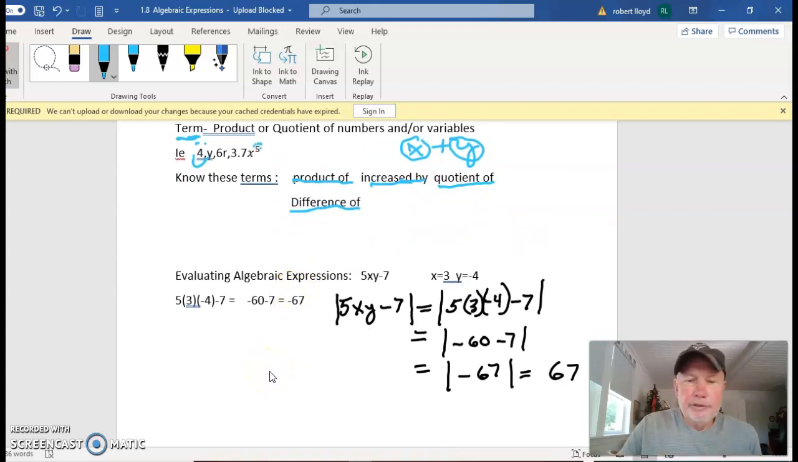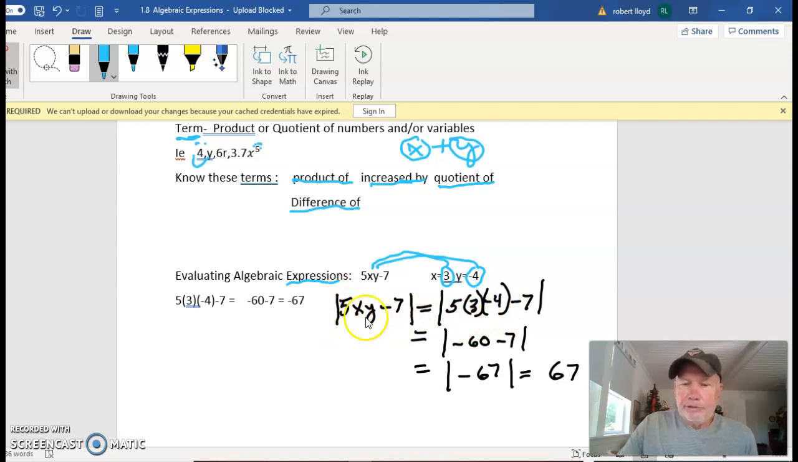When evaluating an expression, remember expression doesn't have equal signs. We have some here just to illustrate the steps. 5xy minus 7, where x is 3 and y is negative 4. When we substitute these numbers in for the variables, we want to make sure that we put them in parentheses. That not only keeps the numbers separated, but it's also a lot easier to deal with the signs.